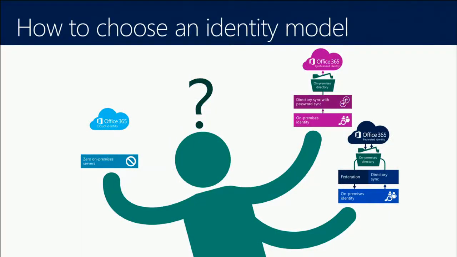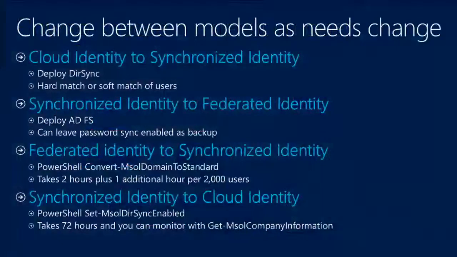All right, here's my diagram from the start of the talk, split up a little bit. So I'm going to talk about how to choose between the three identity models. And before I do that, I want to talk briefly about how you change between these models. Because what I really want to get across to you is, apart from us recommending that you choose the simplest model, it's really easy to change between these models.